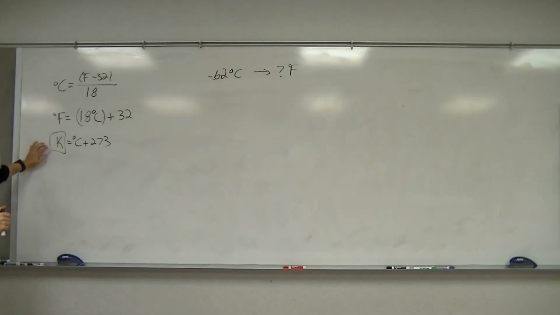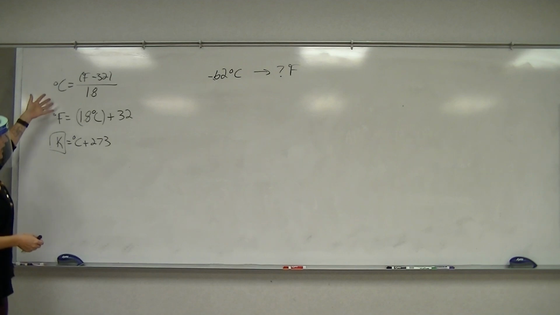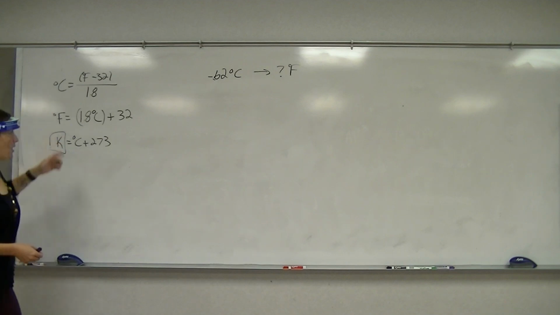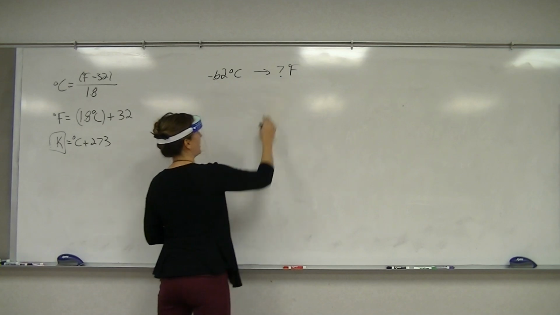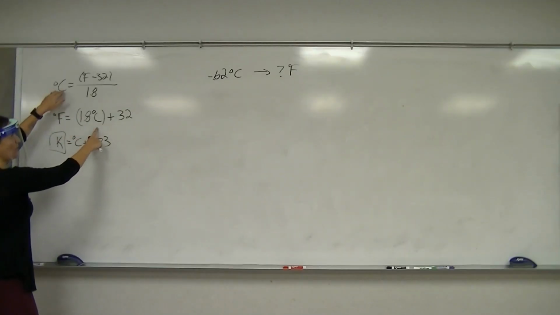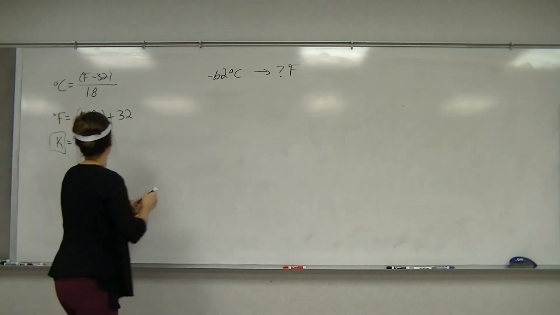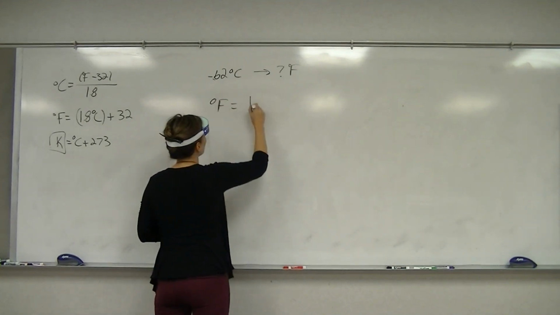To do this, you look through your equations and figure out which one's best to use. It's kind of like the physics problems we were doing before. When figuring out what equation to use, since I'm looking for Fahrenheit, you want to pick the one where Fahrenheit is equal to. I'll pick the second one because I can take this -62 and plug it in where that C is without having to rearrange anything. The top equation would work, but I'd have to rearrange stuff, and I want to avoid that if I can. So I'm going to pick this one where Fahrenheit is equal to.